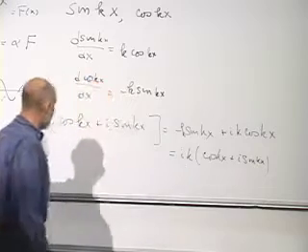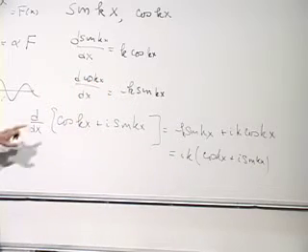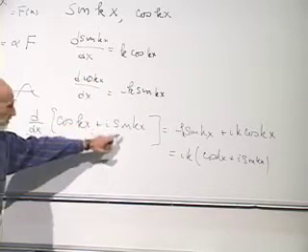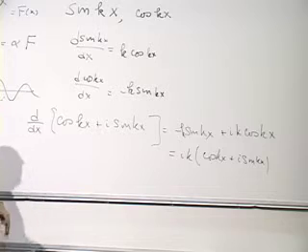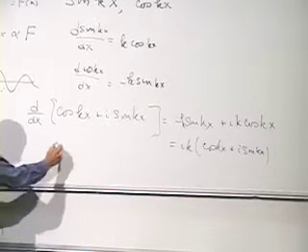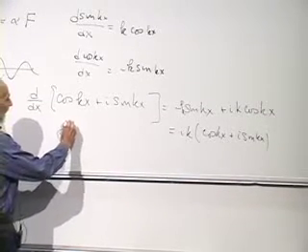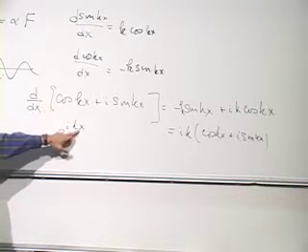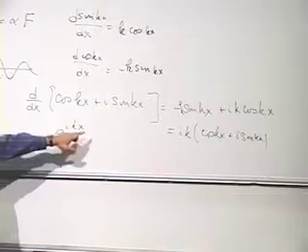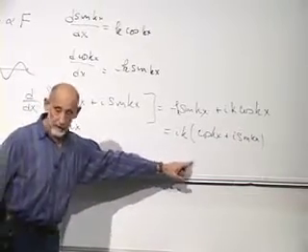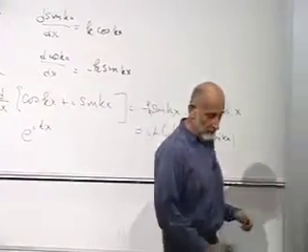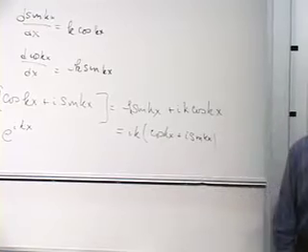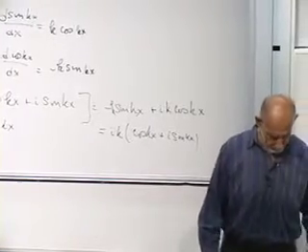In other words, to make a long story short, cosine kx plus i sine kx is the function e to the ikx. When you differentiate it with respect to x, you get ik times the same thing. All right, so that's an important mathematical fact that comes up over and over again.